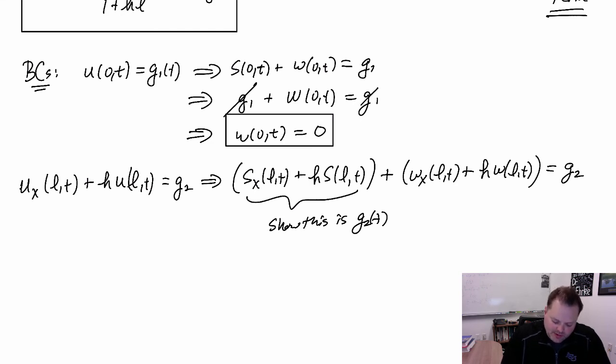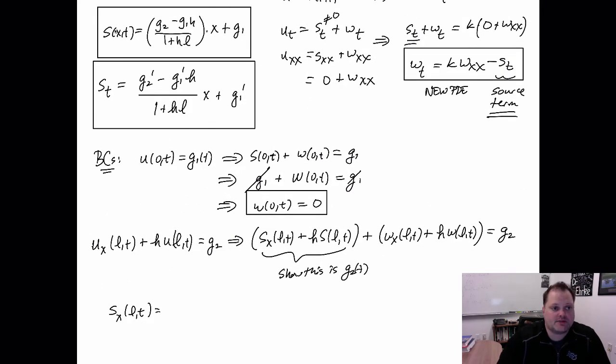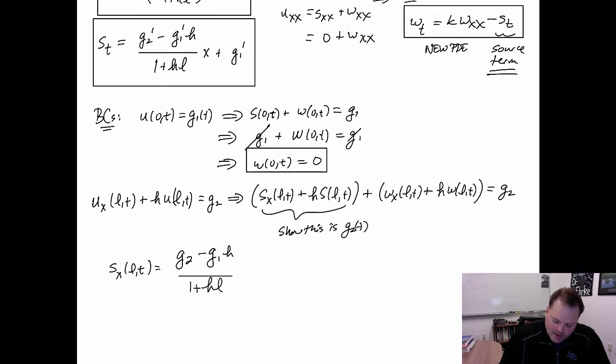So let's look at each piece of it. Let's start with s with respect to x. You can see I've got s of x,t here. If I take the partial with respect to x, the g1 goes away because it's a function of t. The x goes away, you just get this slope term. We're going to come back here in a second and do something with that term, but I'll just leave it like this for now. And then the other part of this is you've got h times s of L,t.